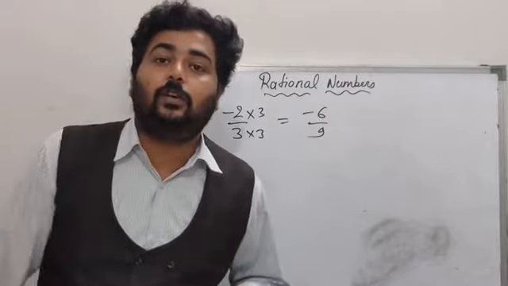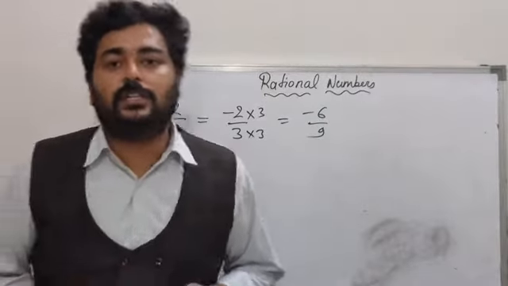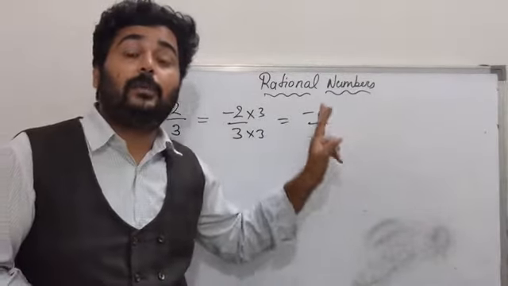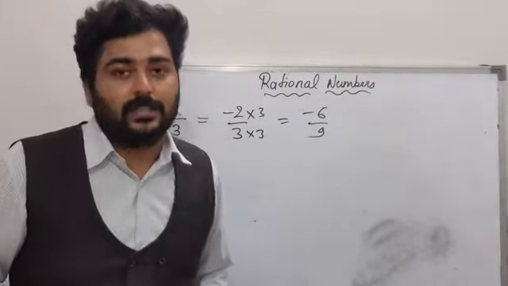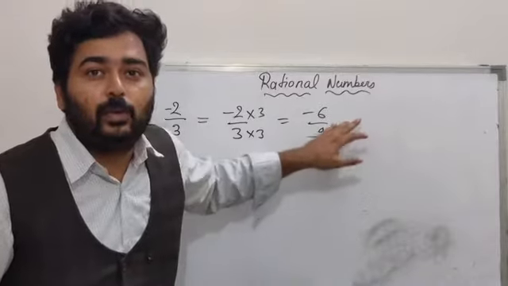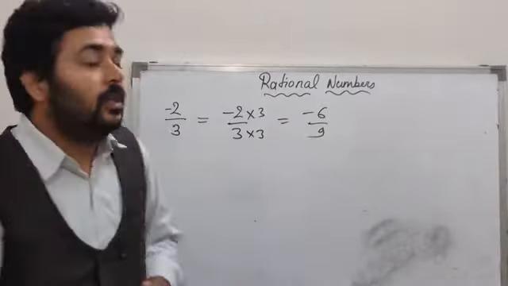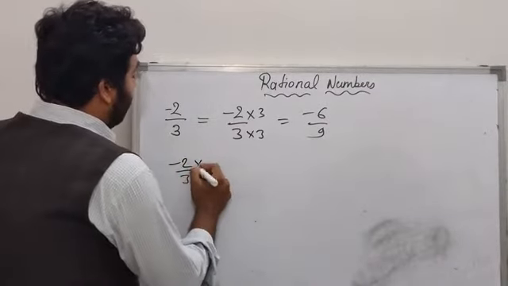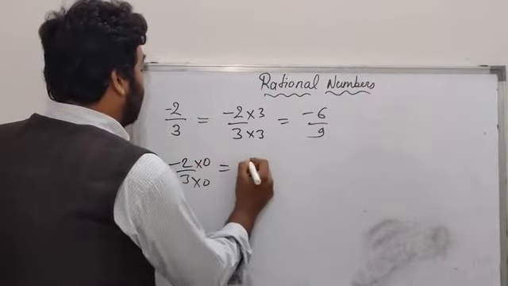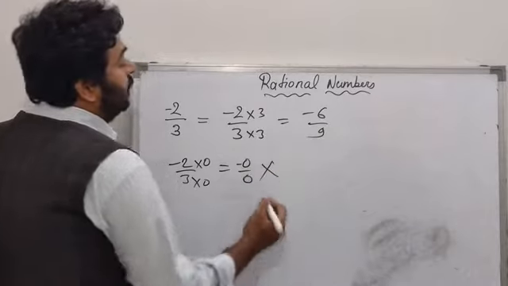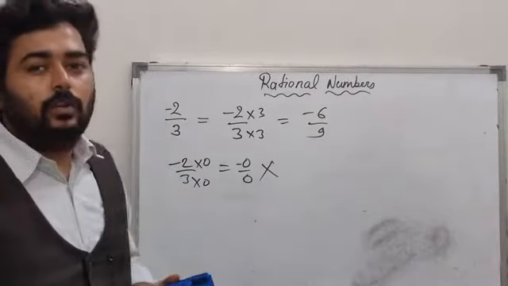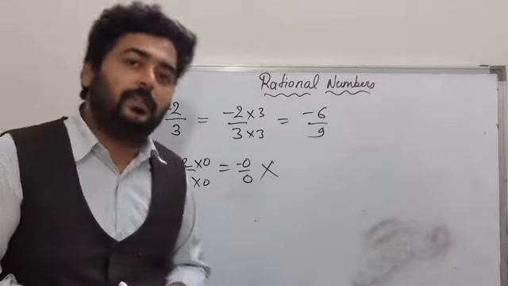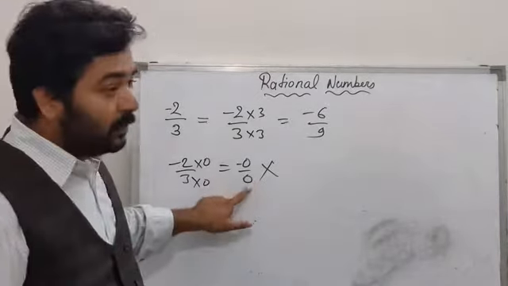Okay, why is it written non-zero integer? Because we have to multiply the numerator and denominator by non-zero integers. If we multiply the numerator and denominator by 0, what will we get? Suppose we multiply the numerator and denominator by 0, we will get minus 0 upon 0, which is not true. This makes no sense, the denominator cannot be 0 according to the definition of a rational number, and it is not defined also.